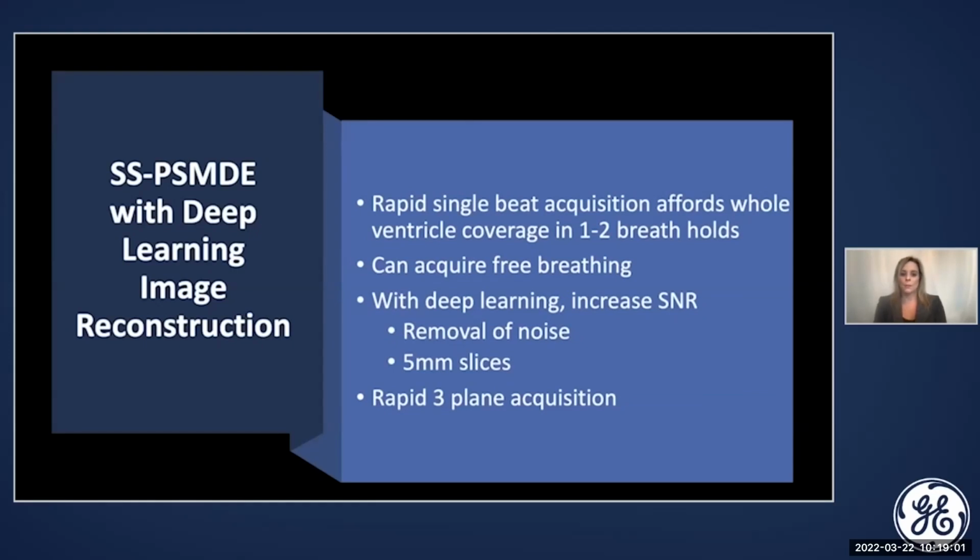Single-shot phase-sensitive MDE is excellent with deep learning image reconstruction. It's a rapid single-beat acquisition which affords whole ventricle coverage in 1 to 2 breath holds. It can be acquired with free breathing, and we no longer have the issues with low SNR with single-shot technique because of the deep learning image reconstruction, which removes the noise. And in our practice, we acquire these images at 5mm sections, and so we can do rapid 3-plane acquisition in 1 to 2 breath holds, whole ventricle coverage at 5mm sections.